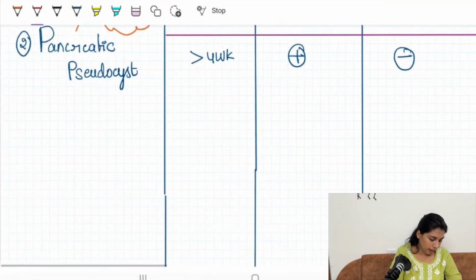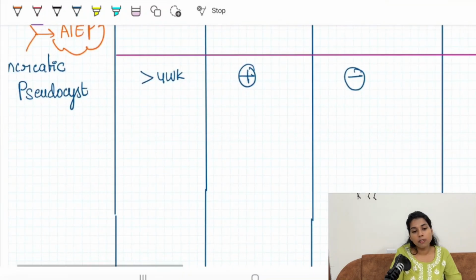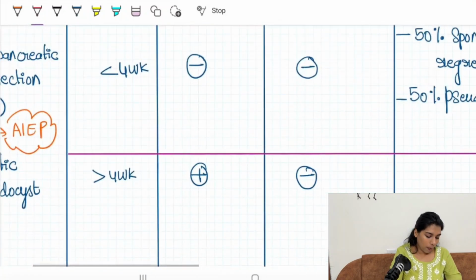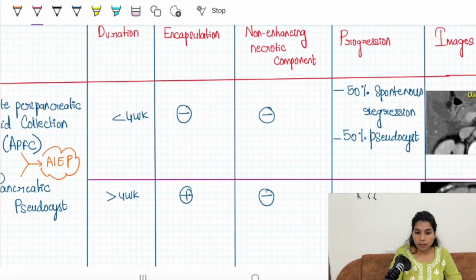Now we'll read about pancreatic pseudocyst. Pancreatic pseudocyst, we typically give this term when the duration of symptoms is more than 4 weeks. A pancreatic pseudocyst is an encapsulated lesion. It does not have an enhancing necrotic component.